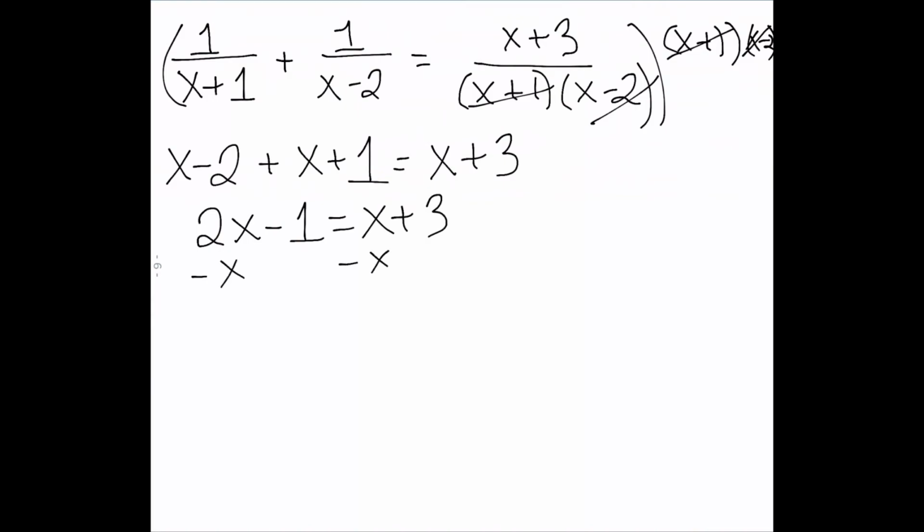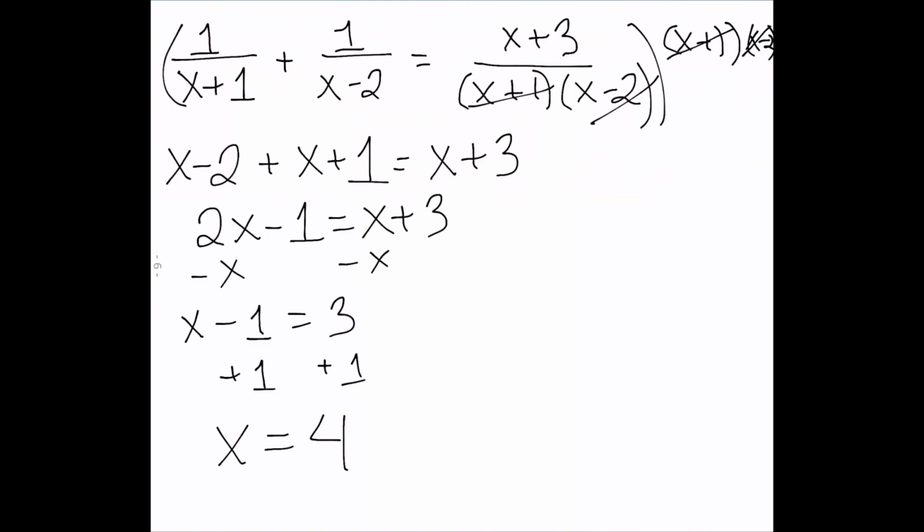Subtracting x from both sides gives me x minus 1 equal to 3. I can add 1 to both sides and get x equal to 4. However, it's now really important to double check this answer because it's possible that we got something that's not correct.